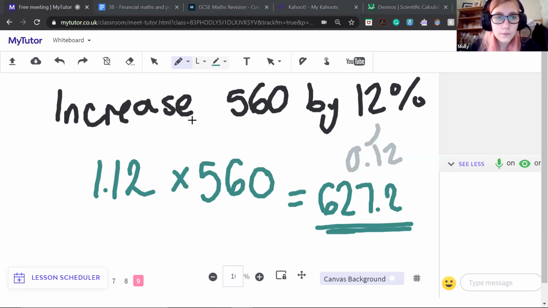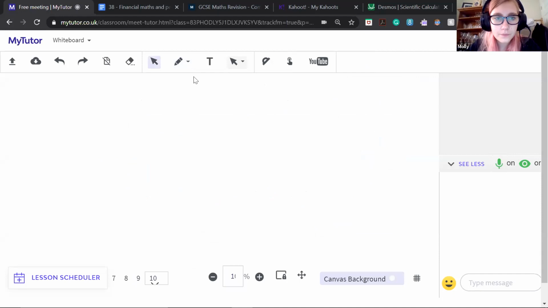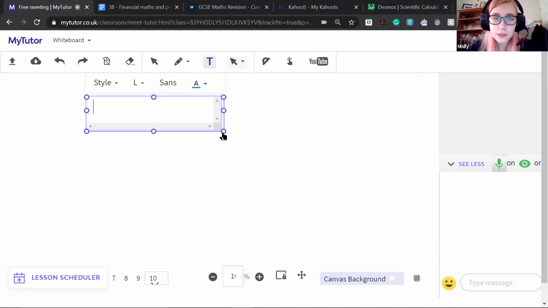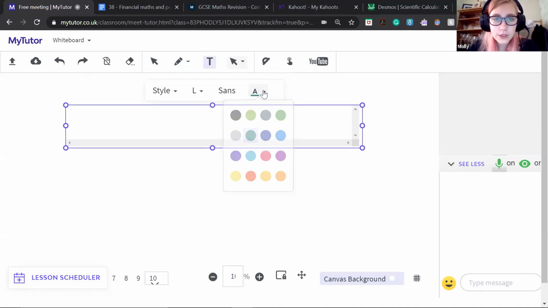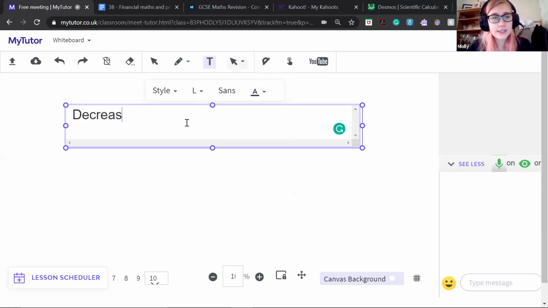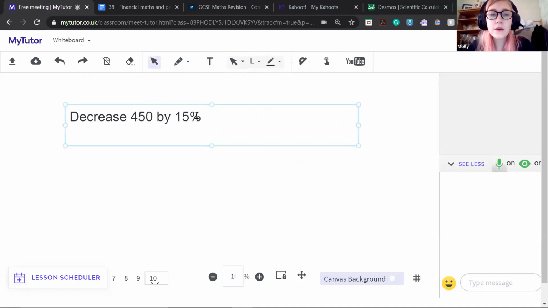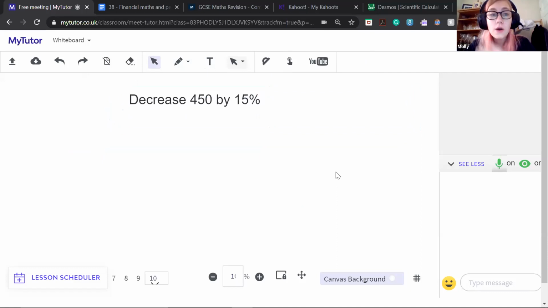So for a decrease, we subtract that multiplier from 1. So if we wanted to decrease 450 by 15%, what would be, you can say the answer if you want, but I'm more interested in what would be the calculation. So what's the multiplier for a decrease in 15%, do you think?